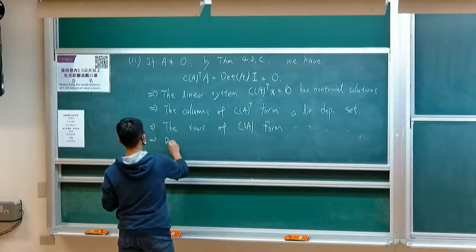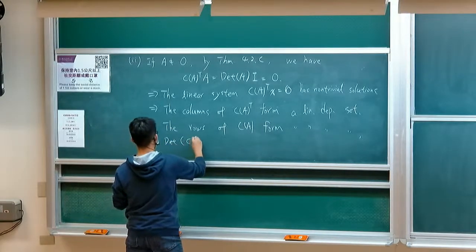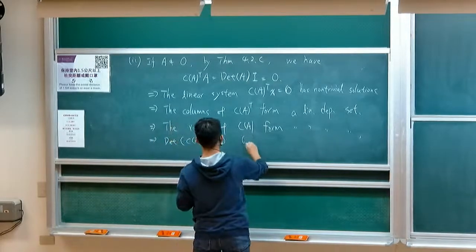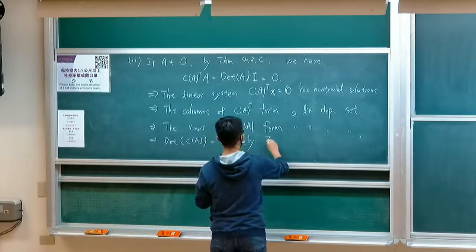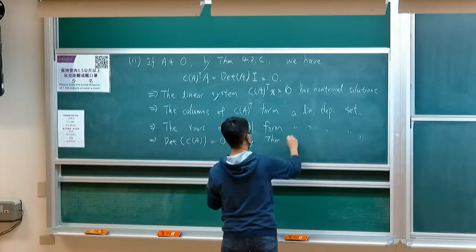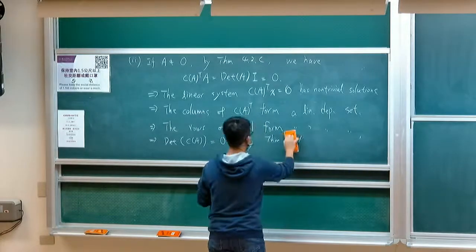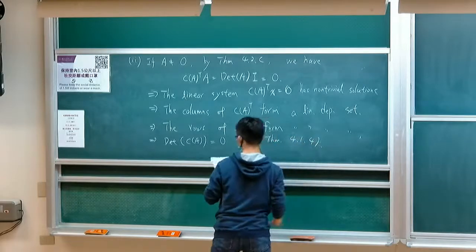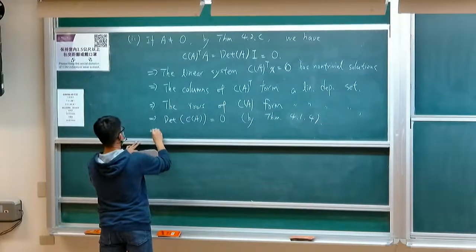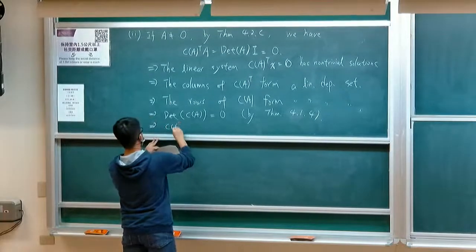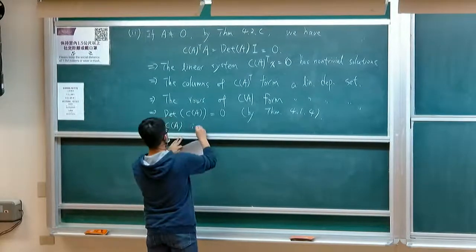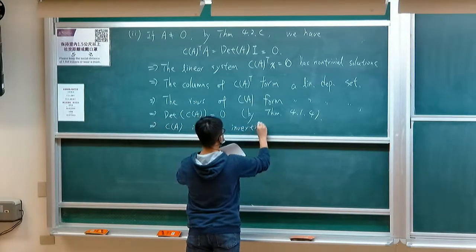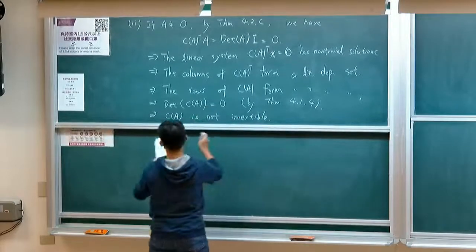So, determinant of A's cofactor matrix is 0. You can check theorem 4.1.4. Therefore, A's cofactor matrix is not invertible. And we are done.